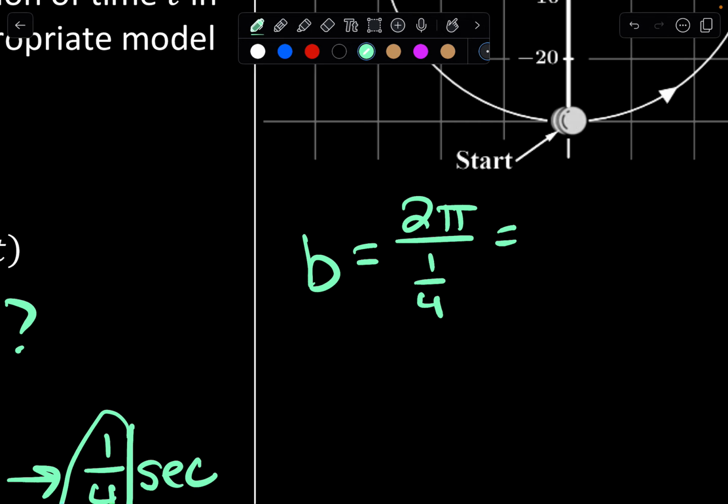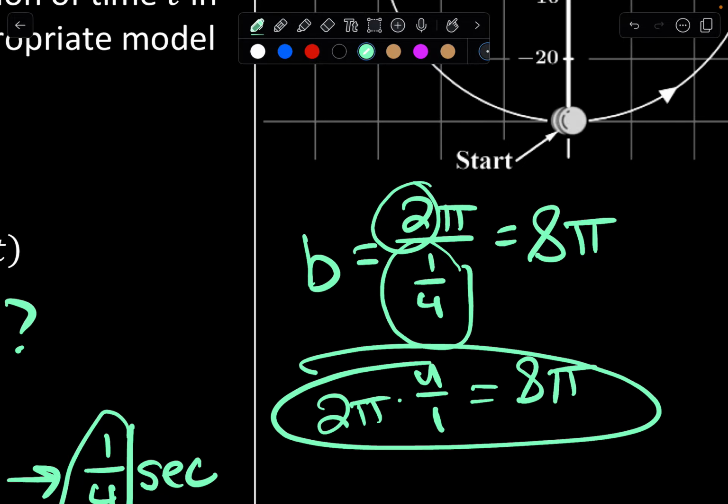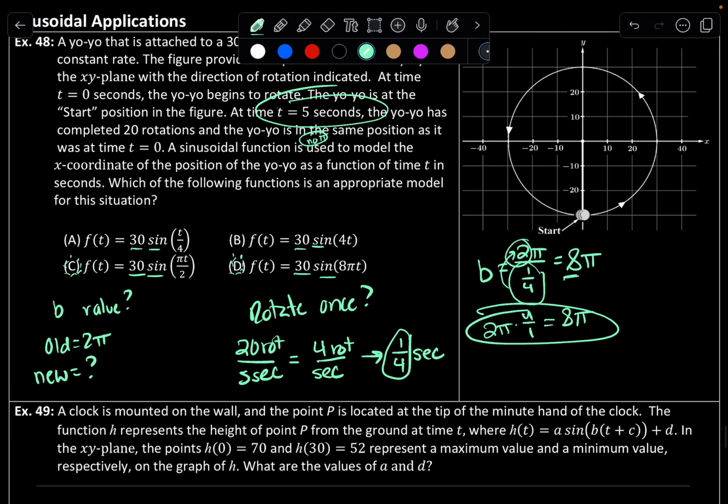So the question is, how many times does 1/4 go into 2? 8. And then we have that pi. Or you can do 2 pi times 4/1, and then you end up with 8 pi. That's the quick way to do it. But understanding how it works, how many times does 1/4 go into 2, we get 8. So that means the correct answer is D.